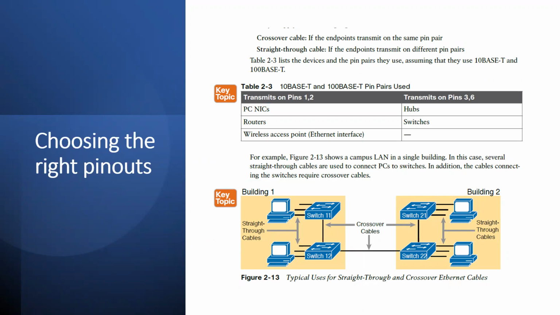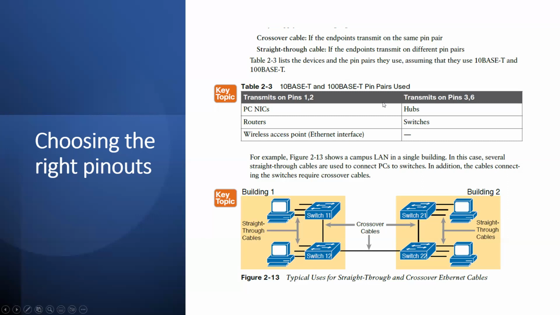But in the world of Ethernet and computing, a lot of people created different things to be flexible. So within that Ethernet and physical world that creates different types of cables, there's 2 types of Ethernet cables, and I'll break it down and explain it as the book says. You have a crossover cable if the endpoints transmit on the same pin pair, or you have a straight through cable if the endpoints transmit on different pin pairs.